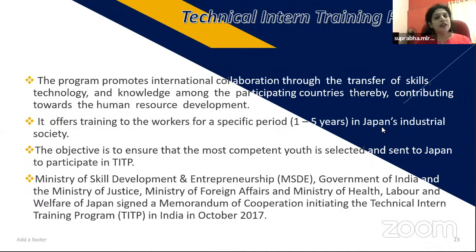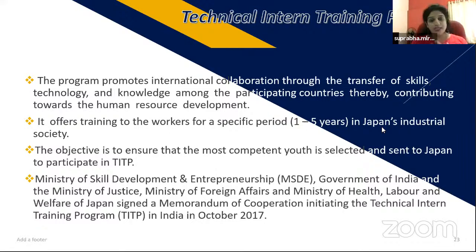Before I send him to Japan under this program, trainings are given to candidates on their language, their culture, about the program, everything. And whoever outshines in this particular training will be considered a competent youth. Okay. So here, the agreement has been signed between India and Japan.